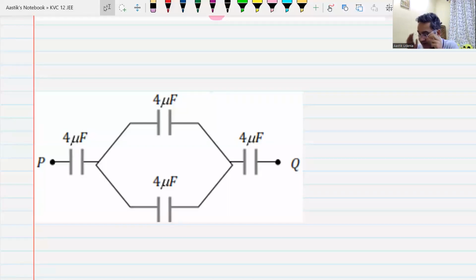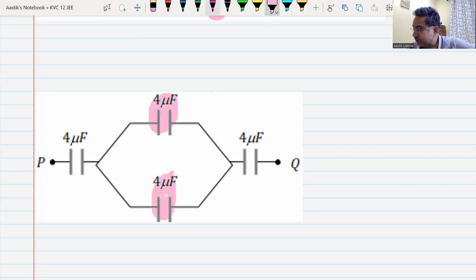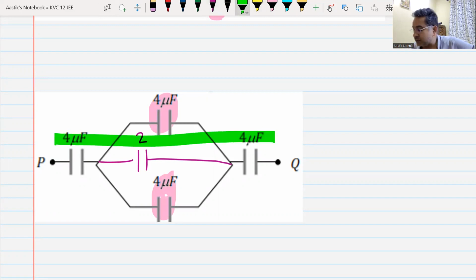8/5, sir. How did you get 8 by 5? First parallel, sir. These two are in parallel. 4 and 4 in parallel becomes 2. So basically you can replace this with 2, and this 2, 4 and 2 are in series. You can easily find out the relation between them. Yes or no? So as you can see, they are pretty simple. If you understand them, you should be able to solve them.